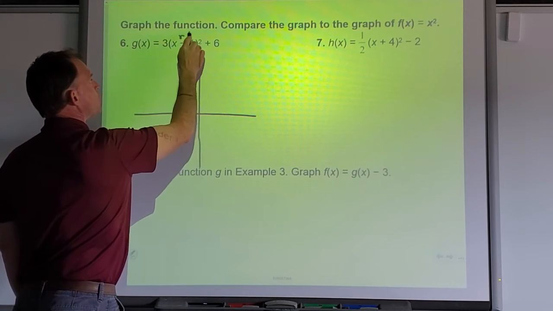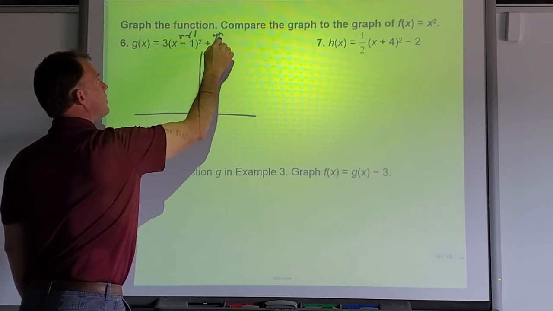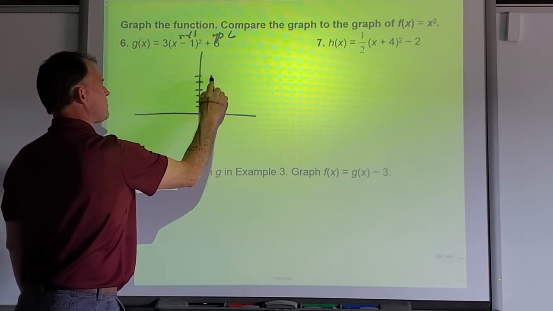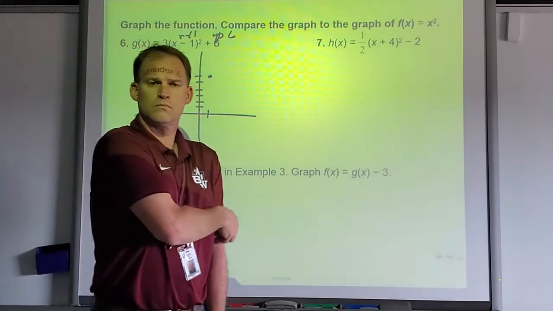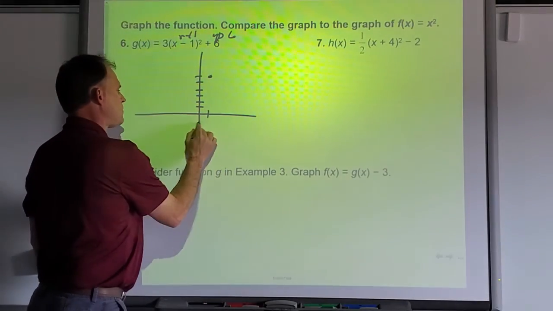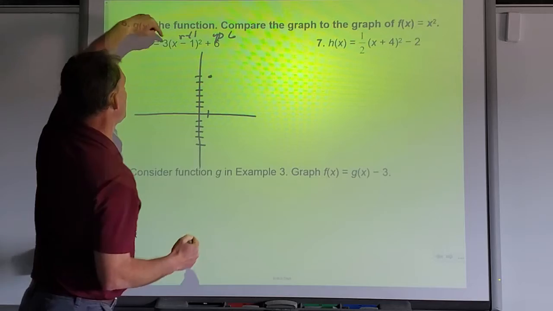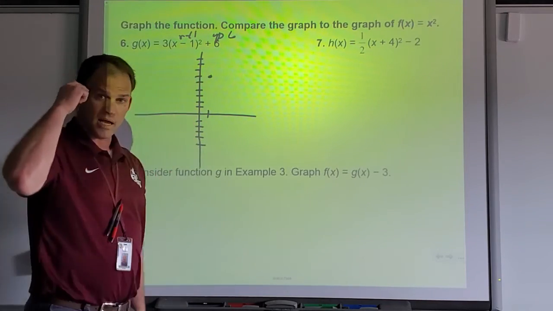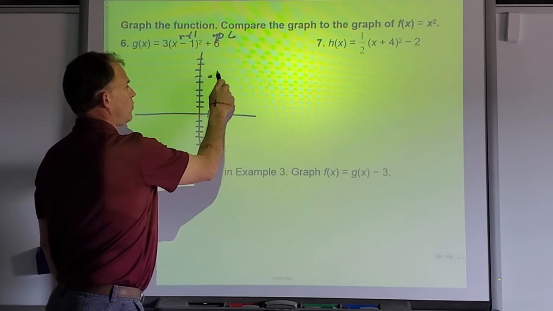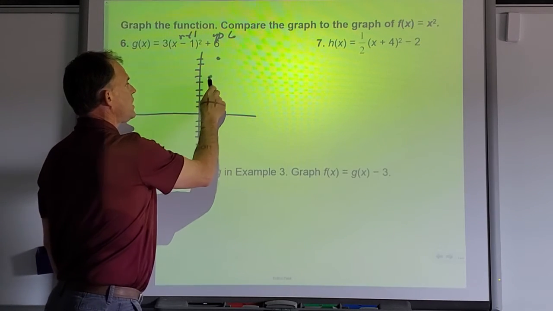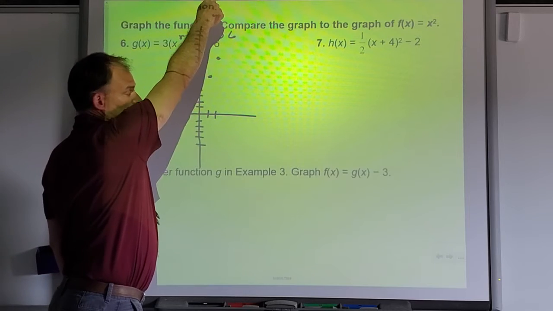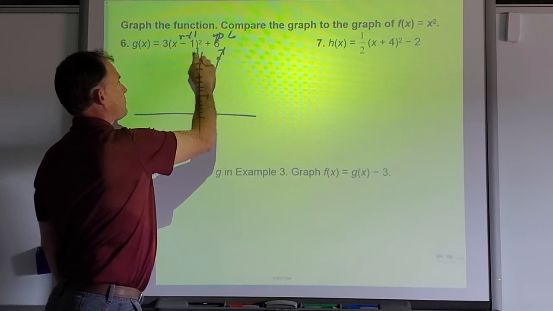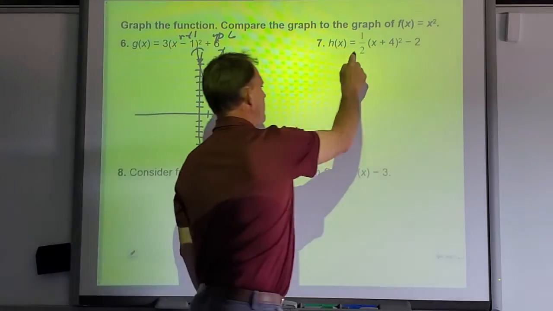So I'm going right 1, up 6. There's my vertex. From there, I'm going a stretch 3. So again, I have my relationship. I'm going 1, 1 becomes 1, 3. I don't have a whole lot of room. I'm going to do my symmetry. There's my graph.